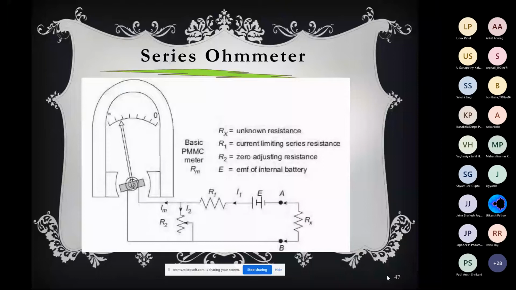Whatever be the case, if you immediately put your two probes across the resistance without disconnecting it or isolating it from the circuit, what will happen? You want to measure the resistance of that one, but whatever other resistance is available in the circuit will also be connected. So you will measure the equivalent resistance of all the resistances across these two terminals. That is what you get: some weird value.